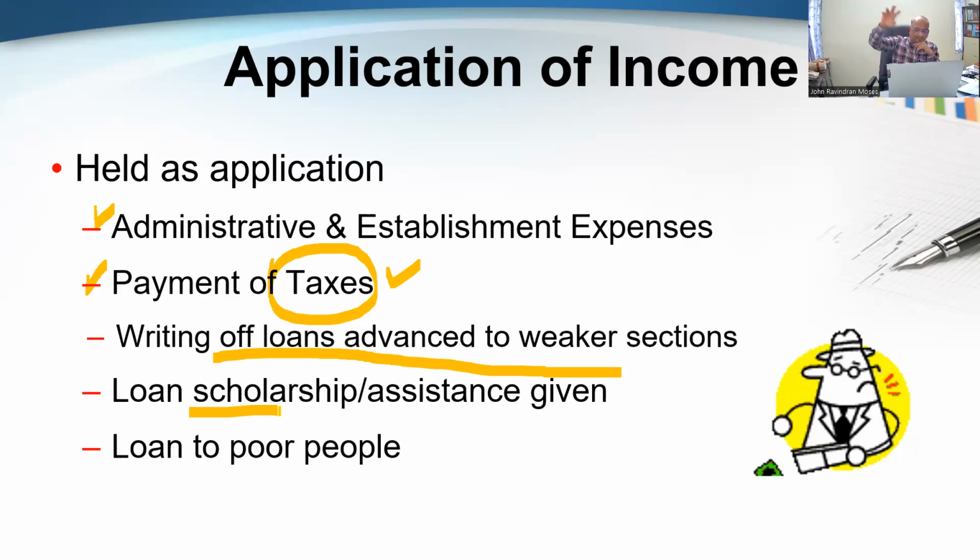Normally, what we do, we take loan as an asset. And recovery, we reduce it from the loan and then we balance that. When we treat loan as application, any recovery will become income in the year of recovery. Loan to poor people. These two are to be authorized by your memorandum or by a trustee. Your object should authorize that. Then you can claim this also as application.